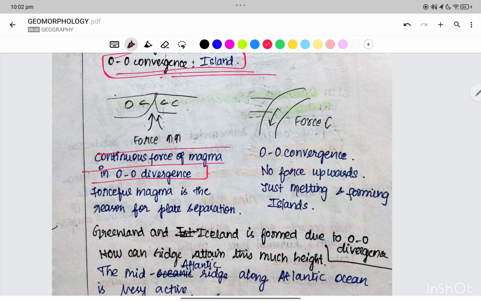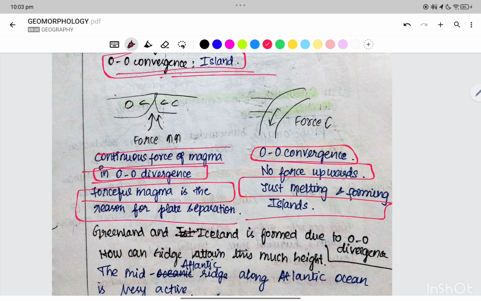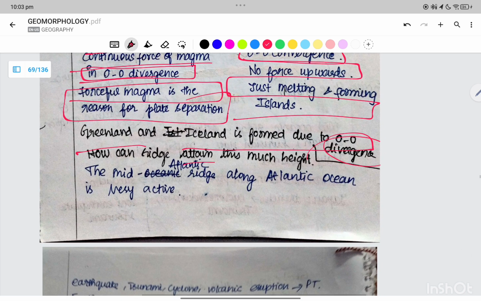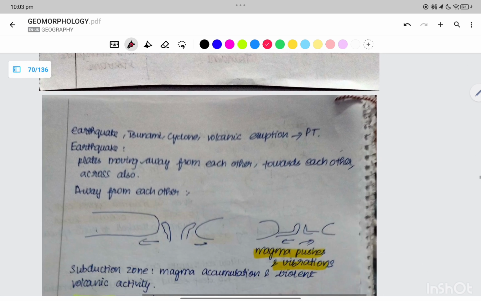Continuous force of magma in the ocean divergence. Ocean-continent convergence has no force upwards, just melting and forming of islands. Forceful magma is the reason for the plate separation. Greenland and Iceland are formed due to the ocean divergence. How can the ridge attain this much height? The mid-Atlantic ridge along the Atlantic Ocean is very active.